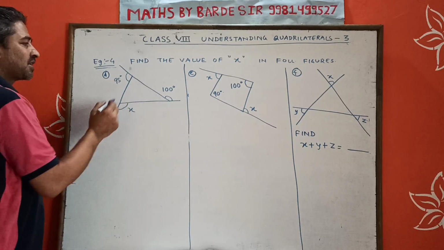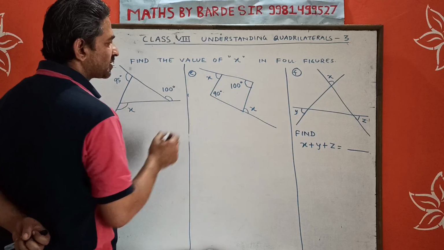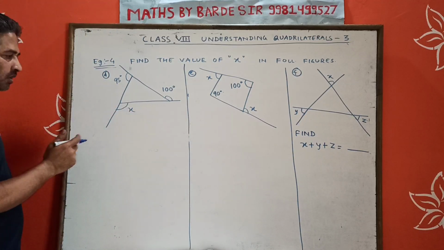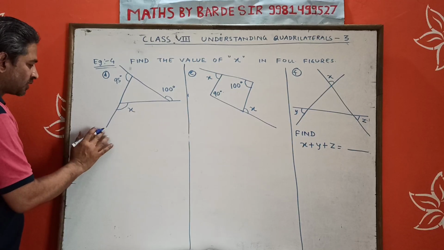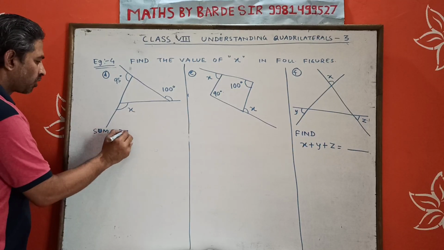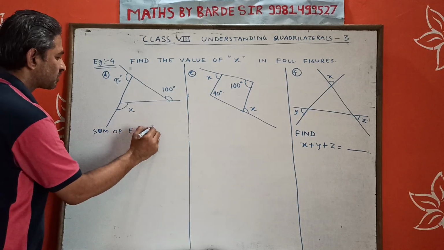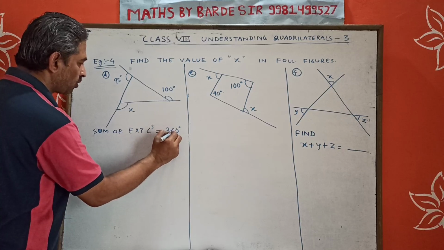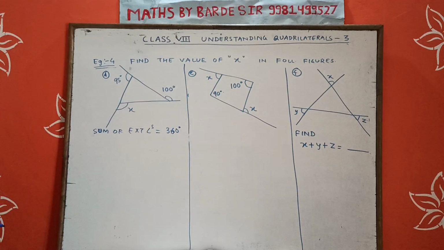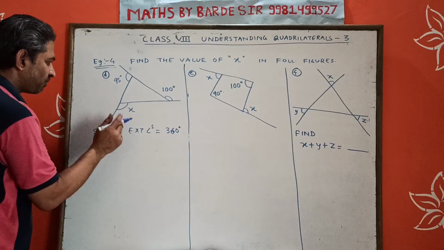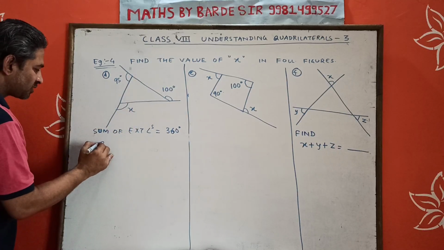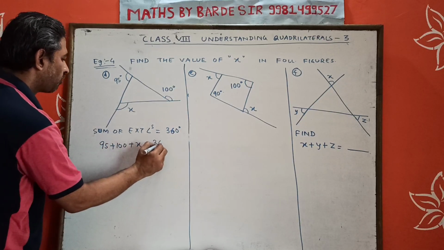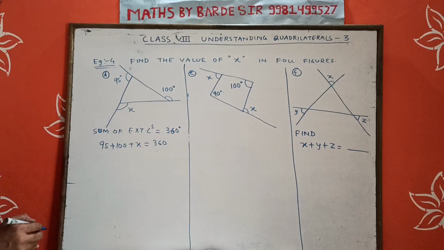This figure is a triangle. This figure is a quadrilateral. Now in this figure, we know that simply sum of exterior angles is always equal to 360 degree. Therefore, we have all these three are exterior angles. 95 plus 100 plus x equal to 360.